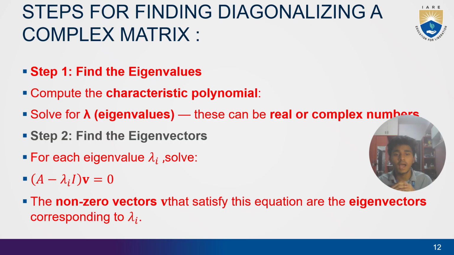Step 2. Find the eigenvectors. For each eigenvalue lambda i, solve (A minus lambda i times the identity matrix) times v equal to 0. The non-zero vectors that satisfy this equation are the eigenvectors corresponding to lambda i.